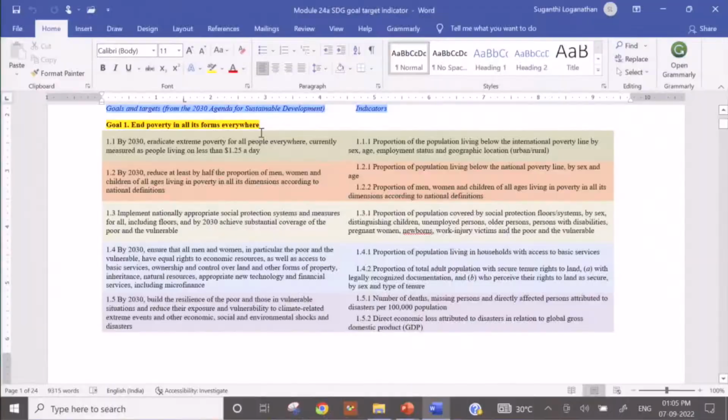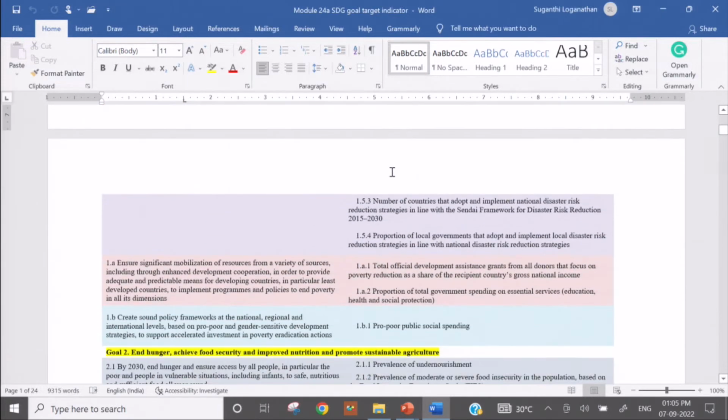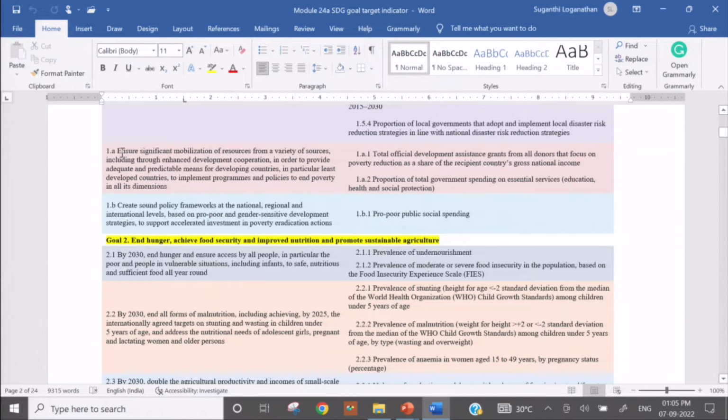Similarly, for each of these goals there are targets given. If we take goal 1, there are 5 targets, and for each target there are indicators, which are shown on the right hand side. Similarly, we have measures which are indicative of achievement. They are called measures of achieving, highlighted as 1A and 1B. So, in addition to the 5 targets in goal 1, there are 2 measures of achieving, indicated by 1A and 1B, and each of these has its own indicators, given as 1A1, 1A2.